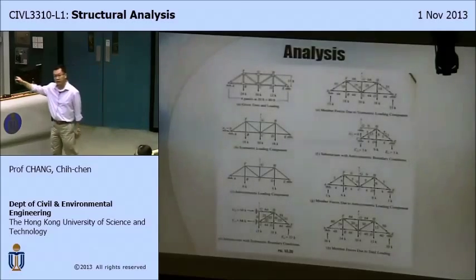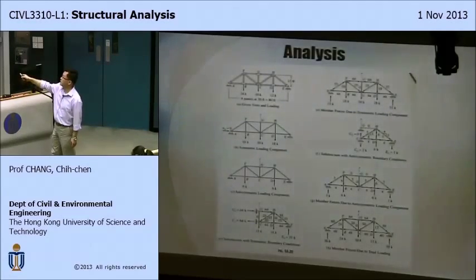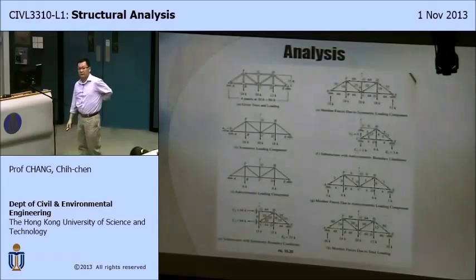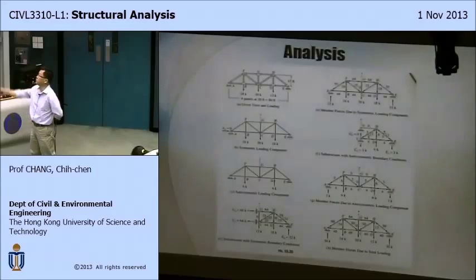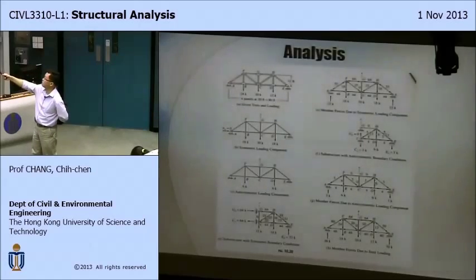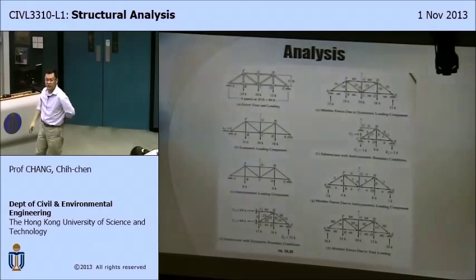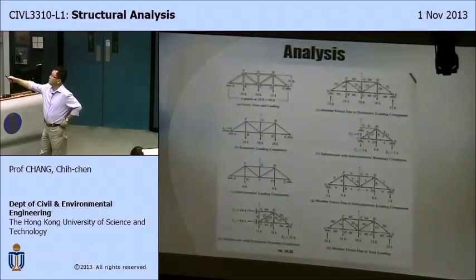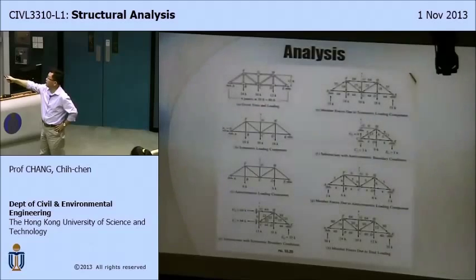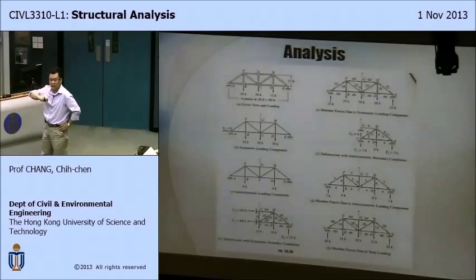For structures like this with vertical loads, this is strictly not a symmetrical structure because of the boundary conditions. But because we don't have horizontal force, it's okay. We can consider this as a symmetrical structure. So for a symmetrical structure where the loading is arbitrary, it's not symmetrical and not anti-symmetrical.